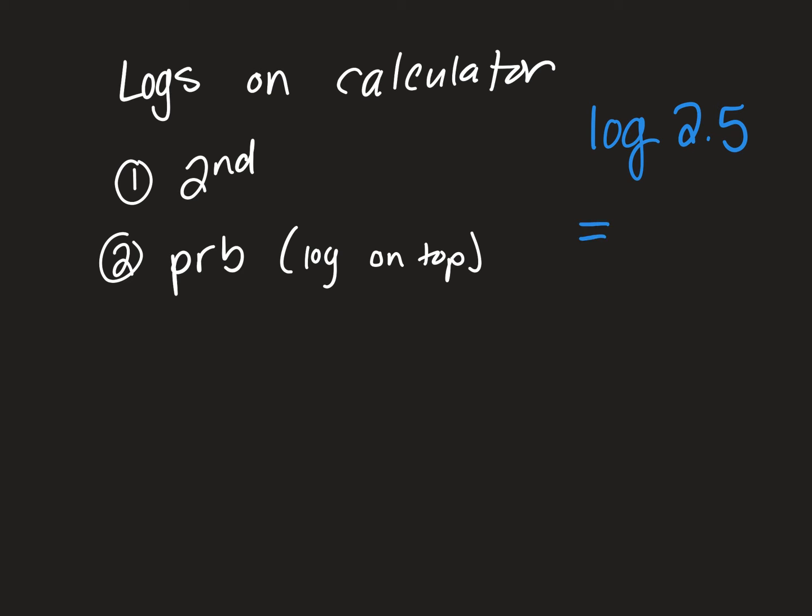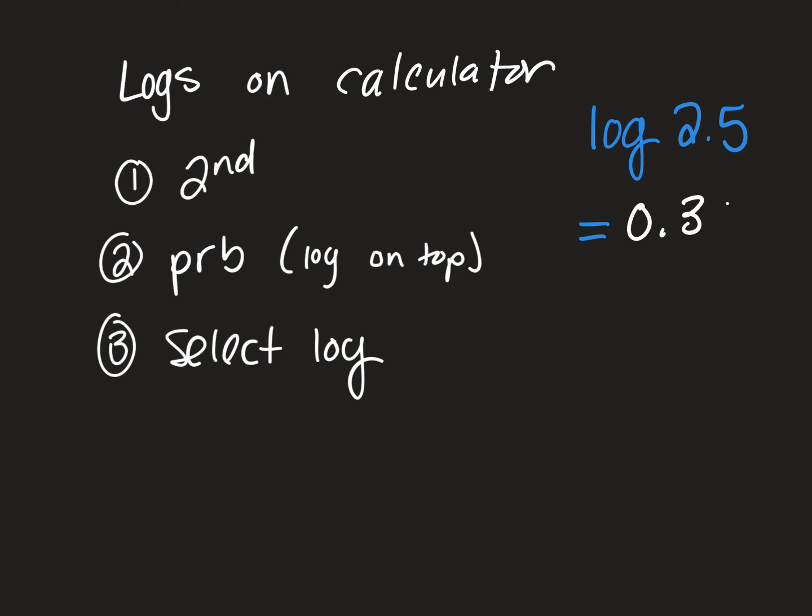So then what do we get? Just give me even 3 decimal places when you put log 2.5 in. Anybody? 0.39. Yeah, so 0.39. I'm going to round that up to 8 since it's 0.3979.